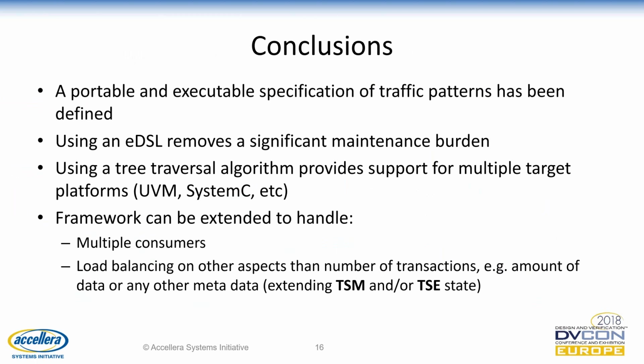What I've shown you here is, of course, constrained so that it's only handling a single consumer at the moment, but you could, of course, add support for multiple consumers. It could be easily extended in this way. Also, I just showed you that we are waiting after four transactions, but if you extend the state, you can actually do load balancing and other aspects, for instance, the number of transactions, maybe the amount of data that you have transferred, or any other metadata for that matter. You just need to extend the state fundamentally so you have the information available.